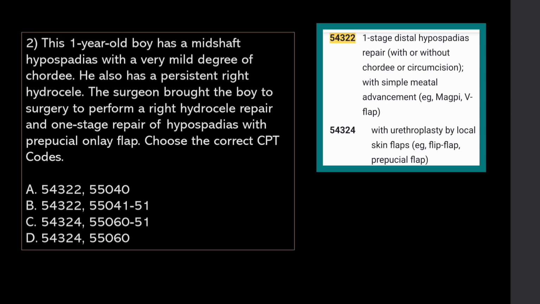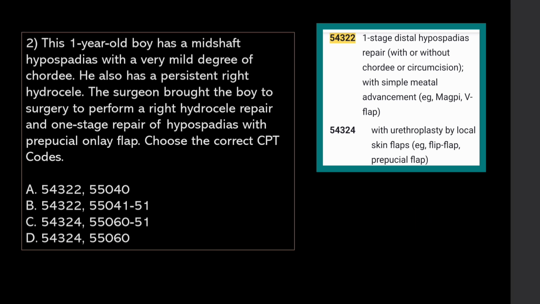54322 is for one stage distal hypospadias repair with simple meatal advancement, example MAGPI or V flap. And in option C and D, the code 54324 is for one stage distal hypospadias repair with urethroplasty by local skin flaps, example flip flap or preputial flap.